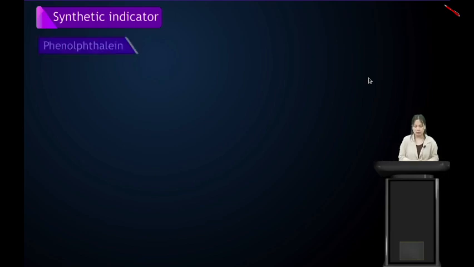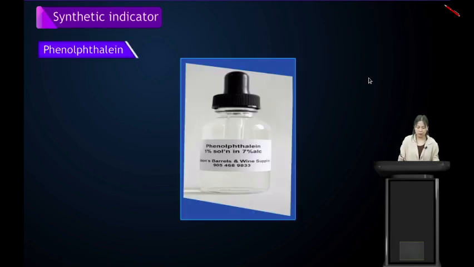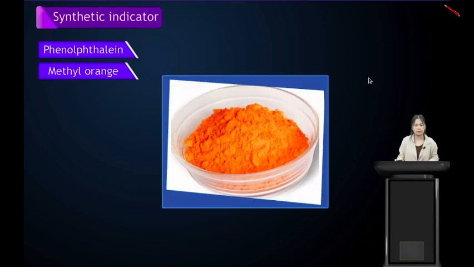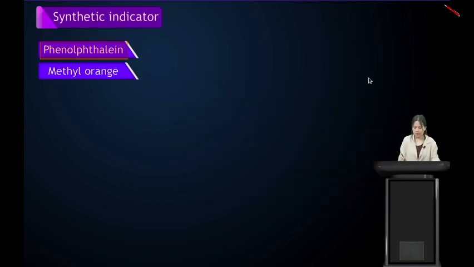Okay, so synthetic indicators include phenolphthalein and methyl orange. These are synthetic indicators, these are man-made indicators. These indicators also we can use to identify acids and bases, or to indicate whether the given substance is acid or base. So first let us see phenolphthalein.